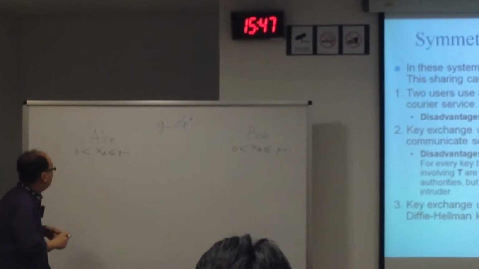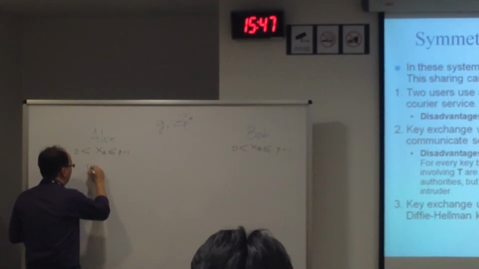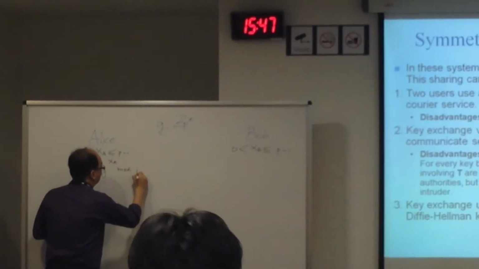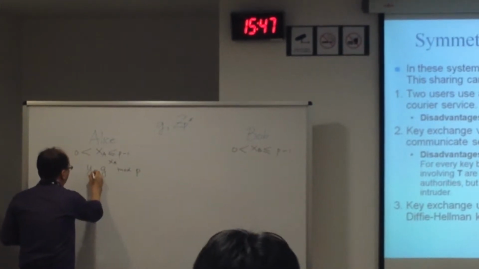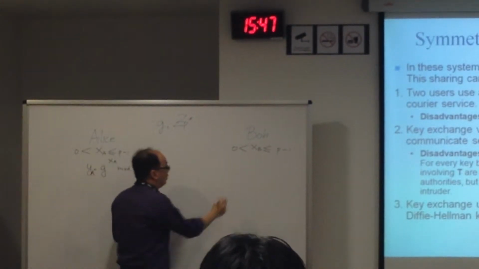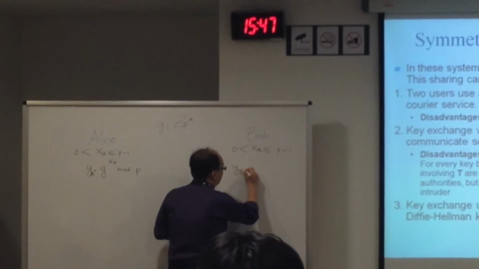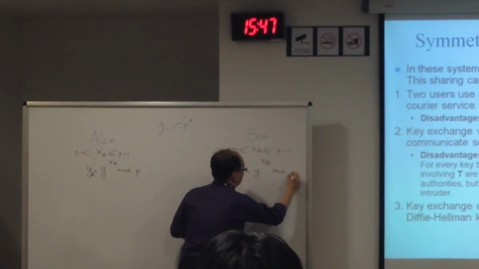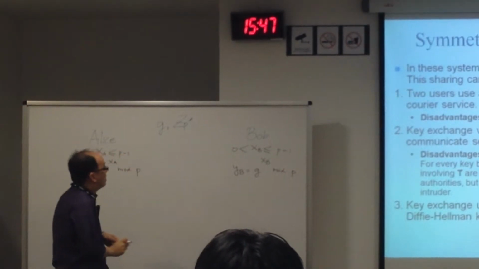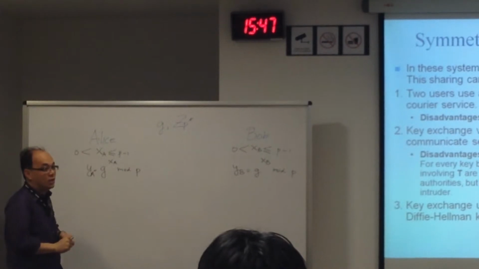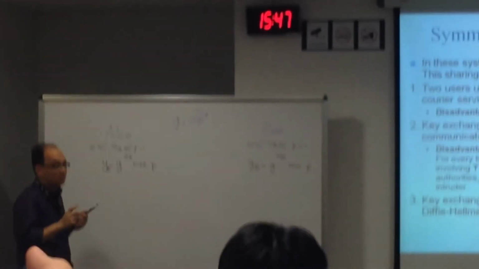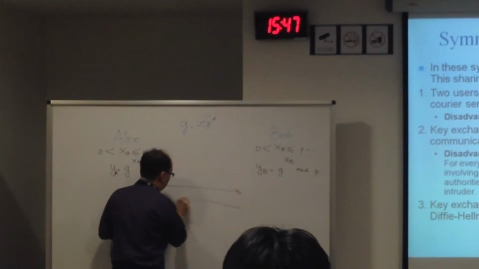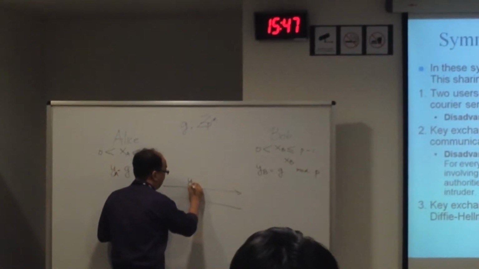And then after that, Alice will compute y equal to g to the xA modulo p. We call it yA. And then Bob will compute yB equal to g to the xB modulo p. And then after they compute these, they will just publish them. So basically A will publish yA, B will publish yB.